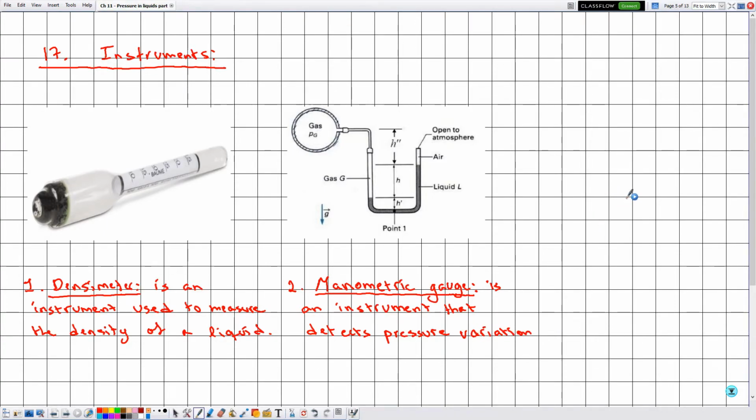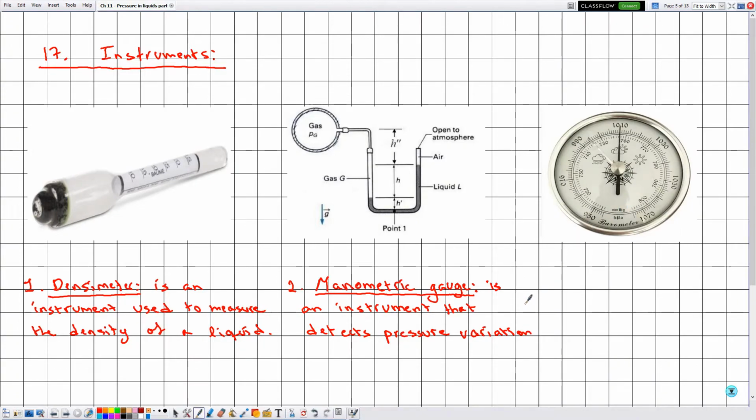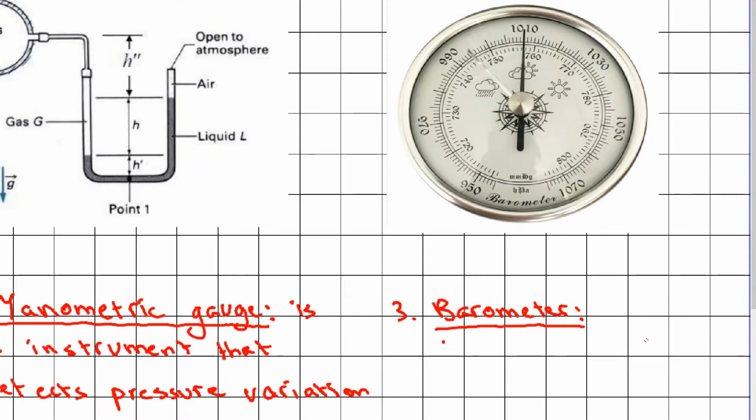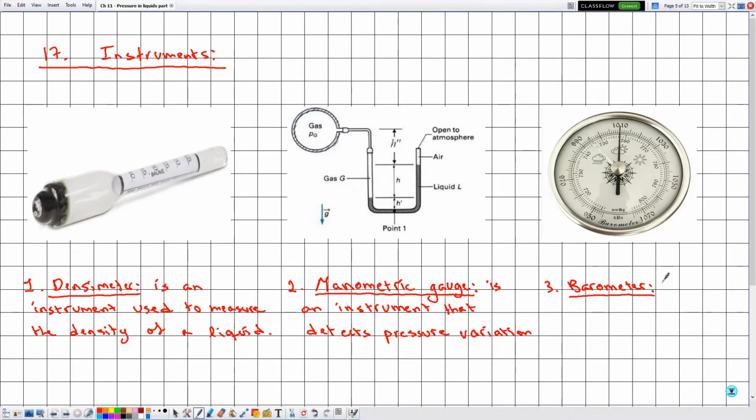Now as for the final instrument, this instrument is given by the barometer. Now meter, it means it is an instrument, and baro, so bar is a unit of pressure, so it is an instrument that measures the pressure.